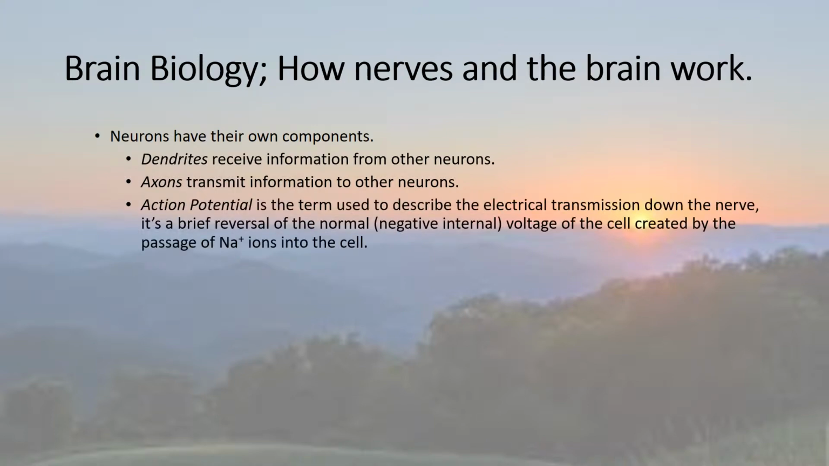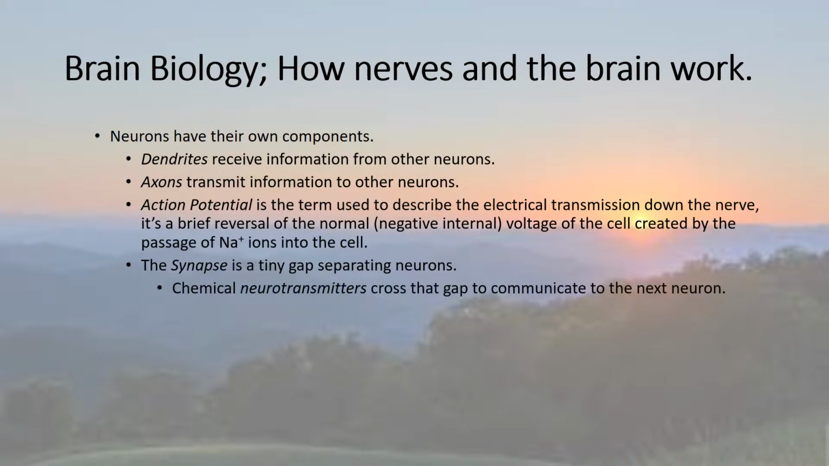The action potential is a term used to describe the electrical transmission down the nerve. It's a brief reversal of the normal internal negative voltage of the cell, created by the passage of sodium ions into the cell. The synapse is a tiny gap separating neurons. Chemical neurotransmitters cross that gap to communicate to the next neuron. These neurotransmitters are stored in vesicles at the tip of the axon.